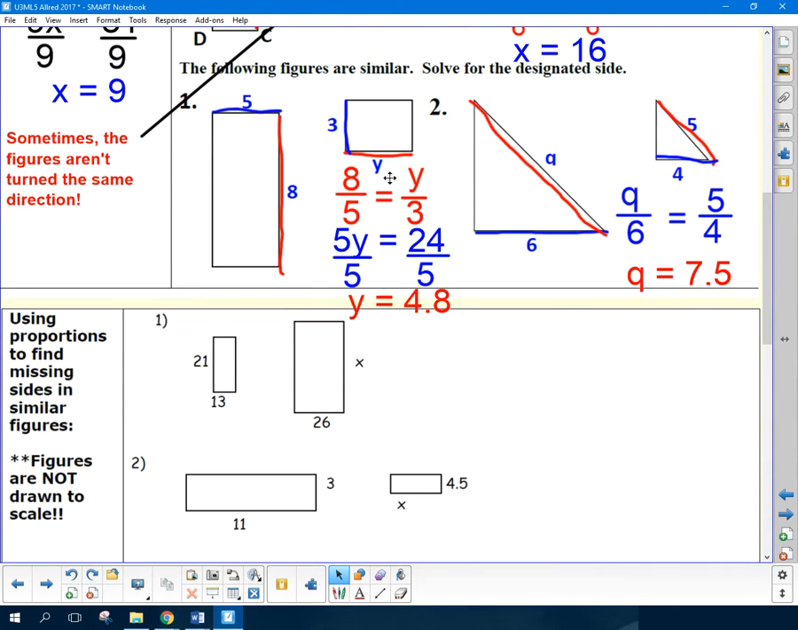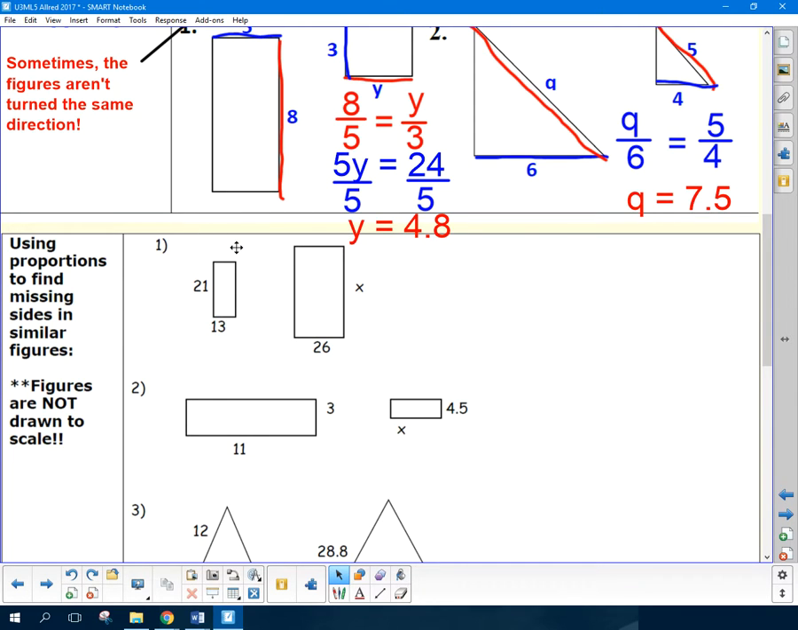Now I want you to look at number 1 and see if you can set up a proportion and solve it and see what you get. Hopefully you got x equals 42. If you did not, we will keep working on that as we go through the day today.